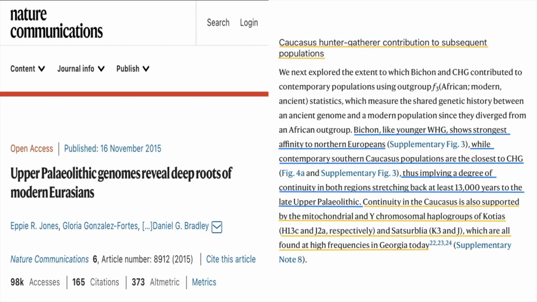Now, the Bichon-like younger Western hunter-gatherer shows strongest affinity to Northern Europeans, while contemporary Southern Caucasus populations are the closest to Caucasus hunter-gatherers, thus implying a degree of continuity in both regions stretching back at least 13,000 years to the late Upper Paleolithic.